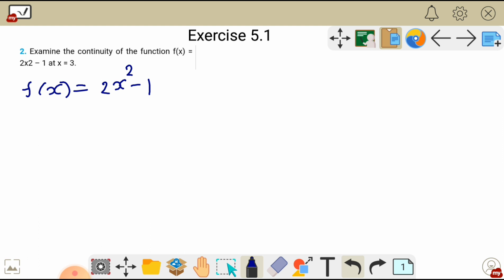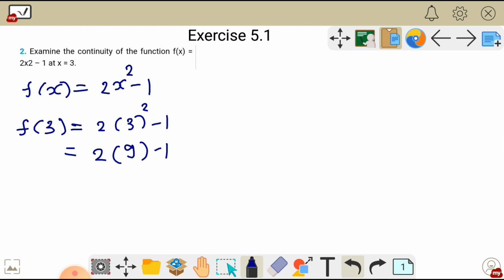So first of all, it is a well defined function at x is equal to 3, and we can write f of 3 is equal to 2 in the bracket 3 raised to the power 2 minus 1, which is equal to 2 in the bracket 3 3s are 9 minus 1. So it is equal to 9 2s are 18 minus 1. So it is equal to 17. So our function value f of 3 is 17.